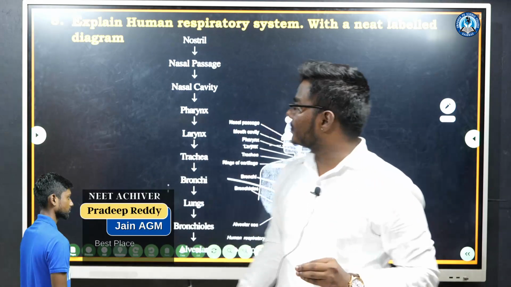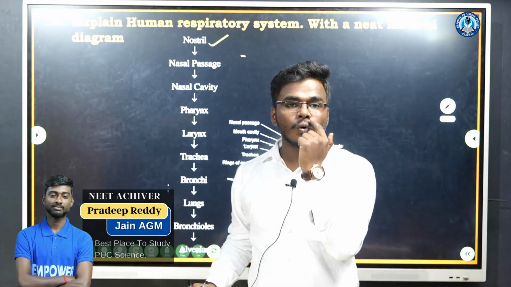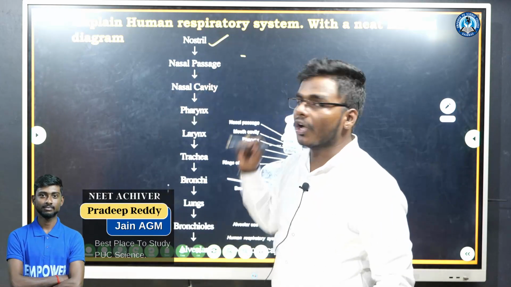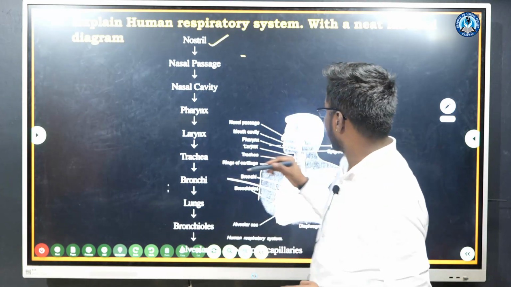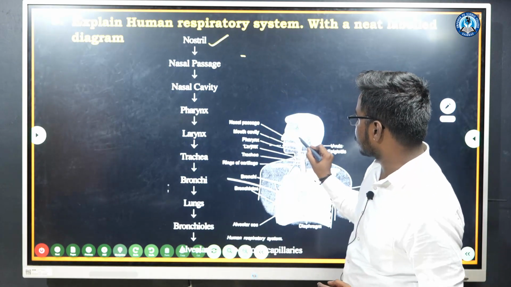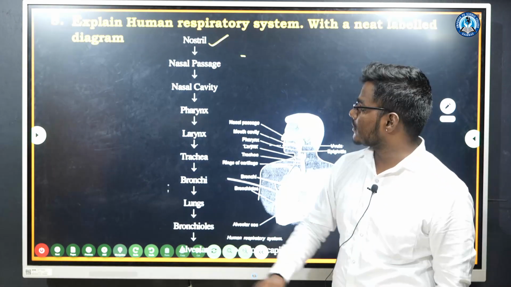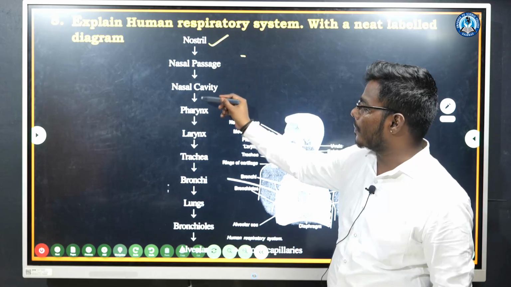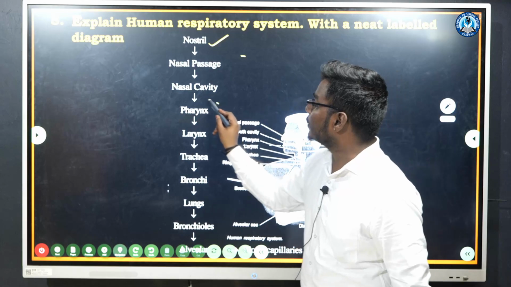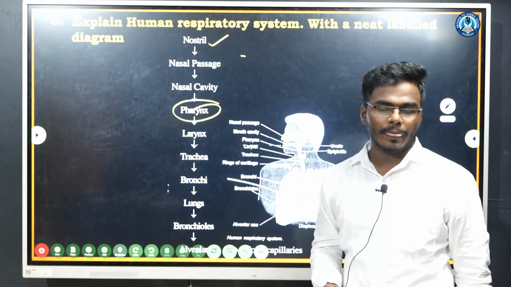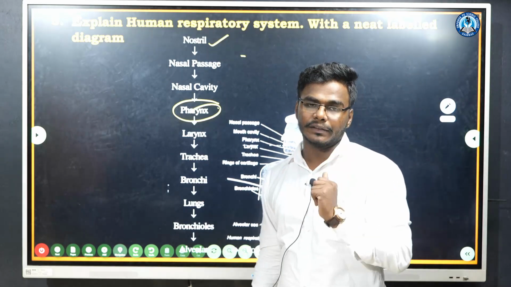So our respiratory system mainly consists of the nostrils. Your nose, the two holes here, are called nostrils. These nostrils are followed by the nasal passage. Can you see? Nasal passage. This nasal passage opens up into a nasal cavity, then to the pharynx. The pharynx is a region where your food pipe and your windpipe meet.